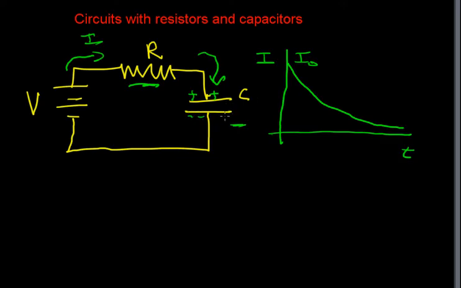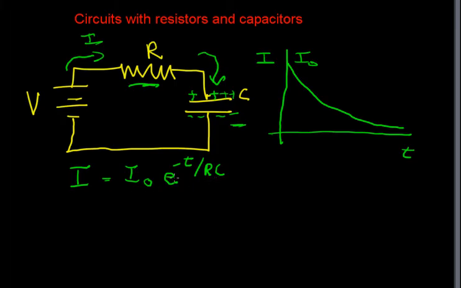Obviously, on the other plate, we're getting negative charges because they're attracted to the other side. And eventually, this fills up, and after sort of an infinite amount of time, the capacitor is full. And so the formula for the current through the resistor is I equals I naught e to the minus t over RC, where t is time, R is the resistance of the resistor and C is the capacitance of the capacitor.